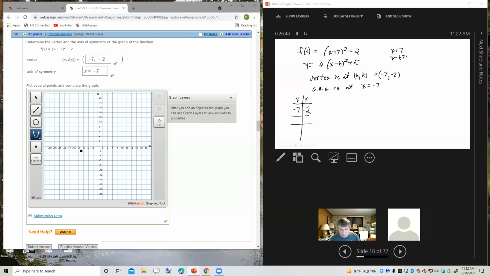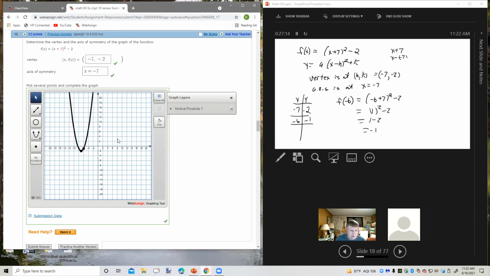I need another point. Let's just pick some point to the left or the right. How about -6? That's not a point, that's an x value, but f of -6 is going to be -6 plus 7, the quantity squared, minus 2, which is 1 squared minus 2, which is 1 minus 2, which is -1. So now, -6, -1, right there. If I'm not sure that my points are correct, I can go over here and, oh, -7, -2, -6, -1. That should be correct. Okay.